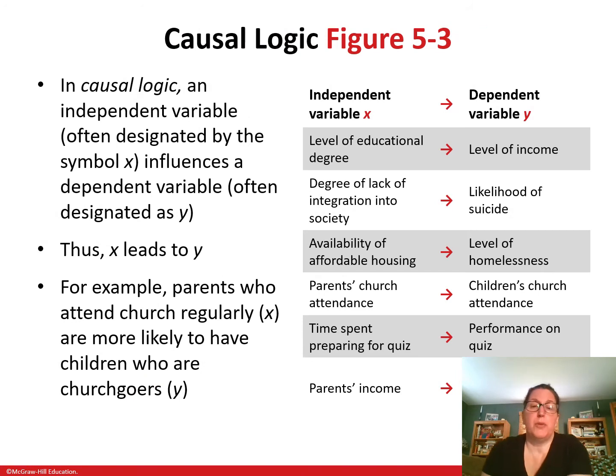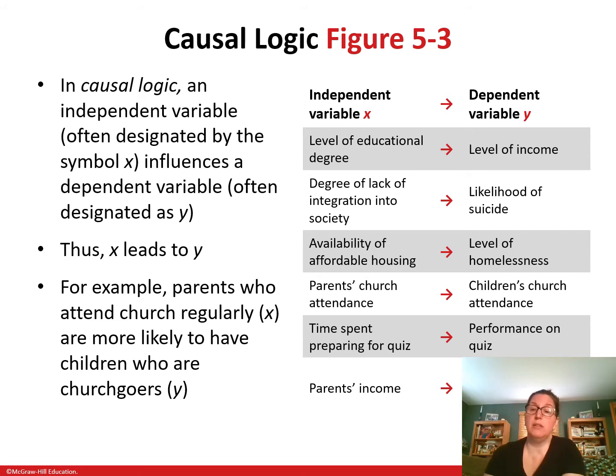And here are some further examples. I think I might have touched on a couple of these. The level of educational degree: the higher your degree level, the higher your level of income. The degree of lack of integration into society. This is Emile Durkheim's study that we talked about in Chapter 1, influencing the dependent variable being the likelihood of suicide. The availability of affordable housing as an independent variable.